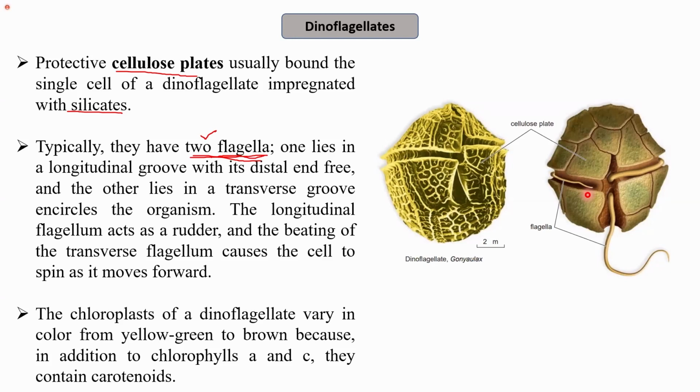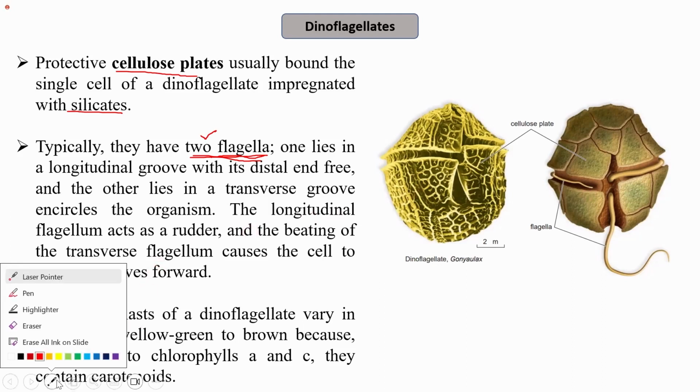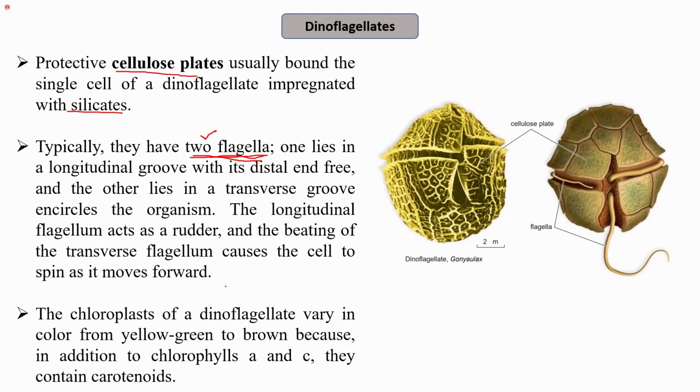So it moves forward with a spinning movement. So that is the function of the transverse flagellum. So the transverse flagellum and the longitudinal flagellum help in the movement. The longitudinal flagellum acts as a rudder, while the beating of the transverse flagellum helps the cell to move forward, causing it to spin. The chloroplasts of dinoflagellates vary in color from yellow-green to brown because in addition to chlorophyll A and C, they contain carotenoids.